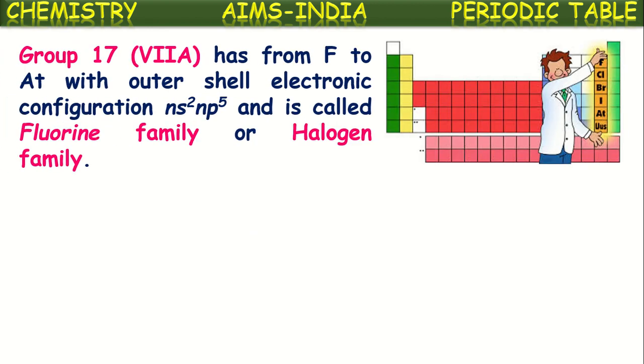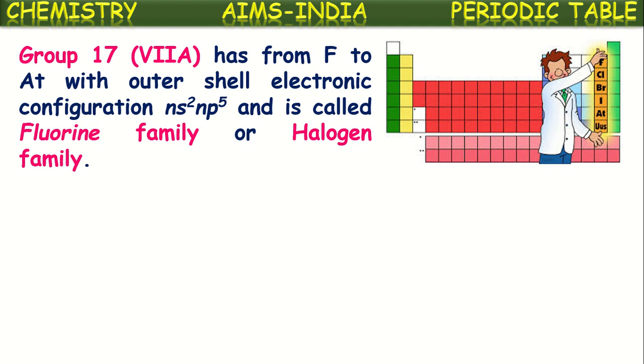The 17th group, the last but one group, consists of fluorine, chlorine, bromine, iodine and astatine. These elements are present in the 17th column or 17th group, which is also called the 7th A group of the modern periodic table. They have the outer shell electron configuration ns2 np5, and they are called the fluorine family because the starting element of this group is fluorine.